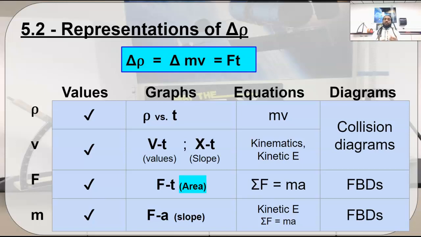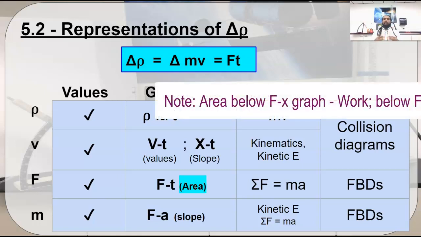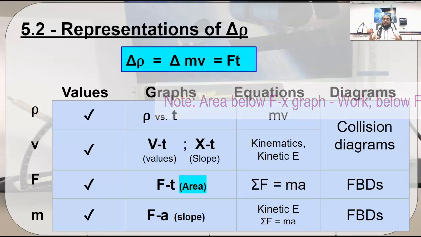If you have a force-time graph, the area between that graph and the time axis is going to be equal to your impulse. So this is the most useful graph for getting impulse, especially if you have a varying force. You're going to have to use an F-t graph. It's possible to use an F-a graph to get your mass as well.